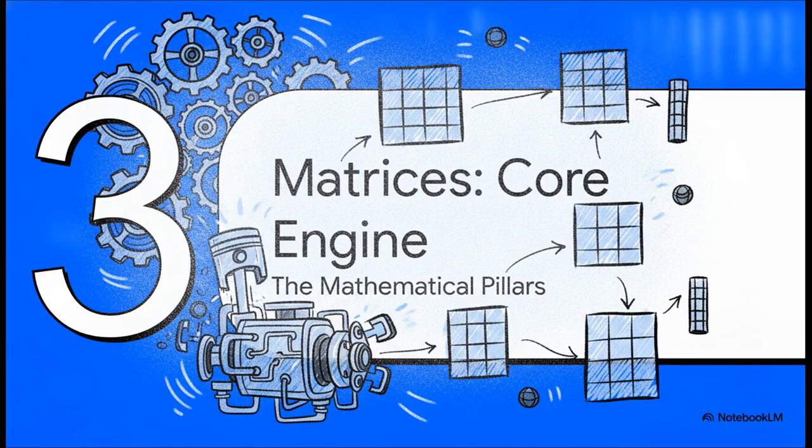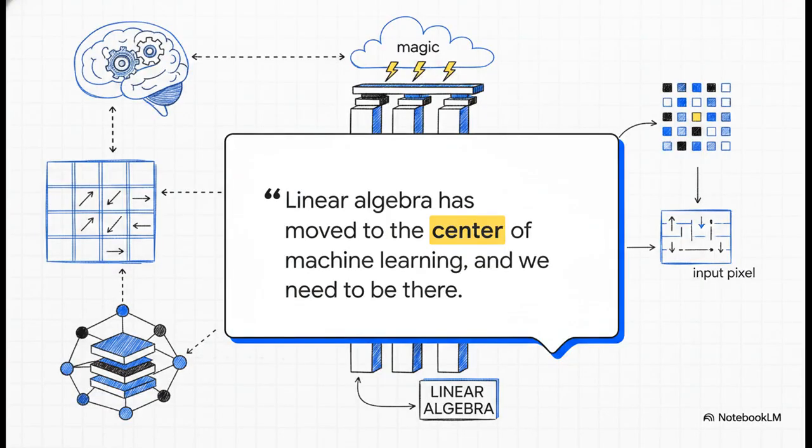Okay, part 3, matrices, the core engine and the mathematical pillars of the entire system. The mathematician Gilbert Strang really hit the nail on the head when he said, "Linear algebra has moved to the center of machine learning, and we need to be there." Because behind all the perceived magic of AI are the rock-solid pillars of linear algebra. Every single weight, every input pixel, every bias vector, they are all, without exception, organized into matrices and vectors. If we want to understand machine learning, we literally have to understand the matrix.